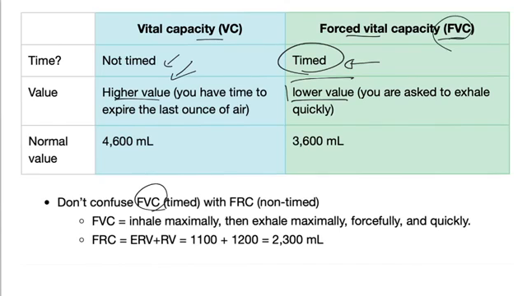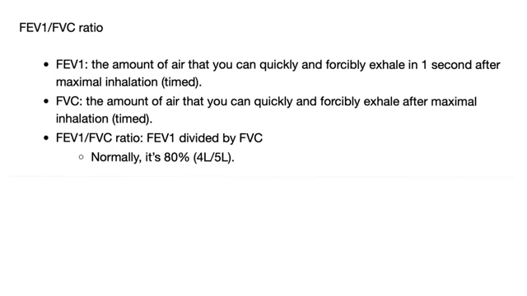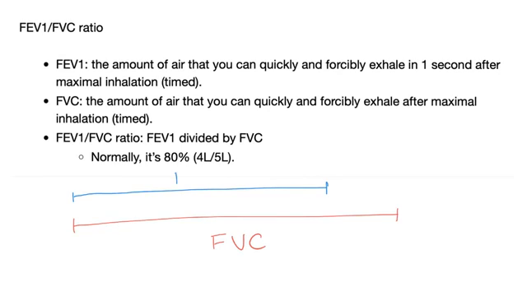Don't confuse FVC with FRC. Okay, Mr. John, please inhale and exhale maximally and quickly. This is called FVC. We measure out of this FVC how much volume came out during the first second, and this is called FEV1, 1 for 1 second. FVC stands for forced vital capacity. This stands for forced expiratory volume in the first second. Normally, it should have a 4:5 ratio, which happens to be equal to 80%. So normally, FEV1 to FVC ratio equals 80%.